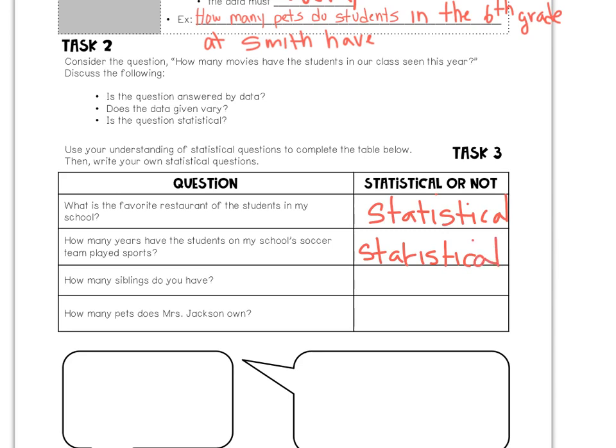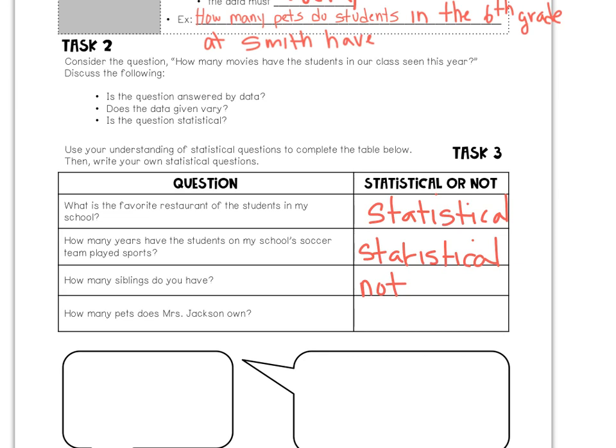Next question. How many siblings do you have? Well, will I get data? Sure, I'm going to get a number. Will my data vary? Nope, because I'm only asking one person. Because I'm asking one person, I'm not going to get any variation. So this is not statistical. I'm just going to put not there. Okay, let's look at the next one.